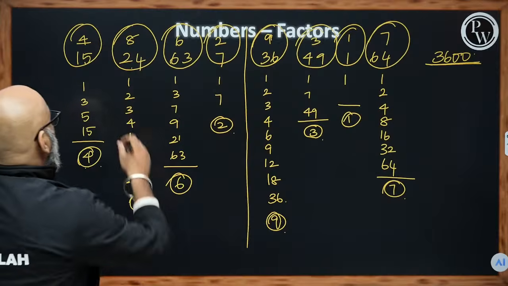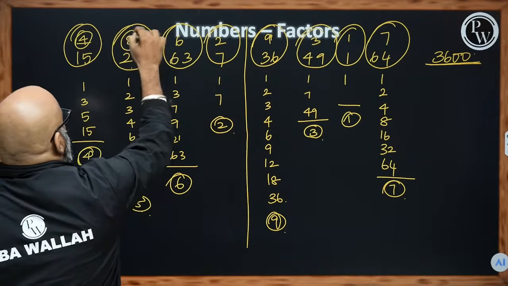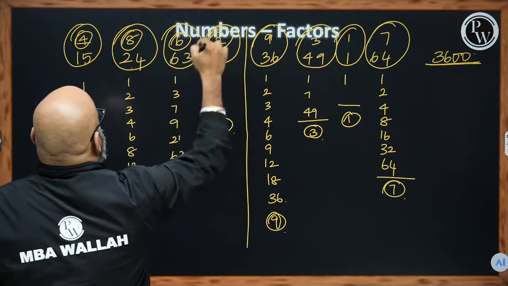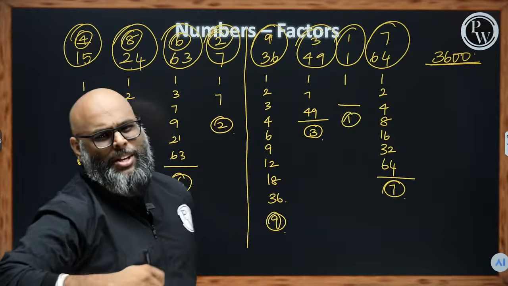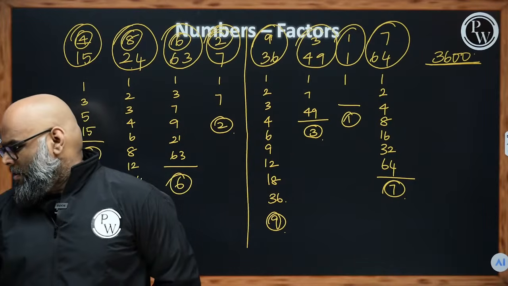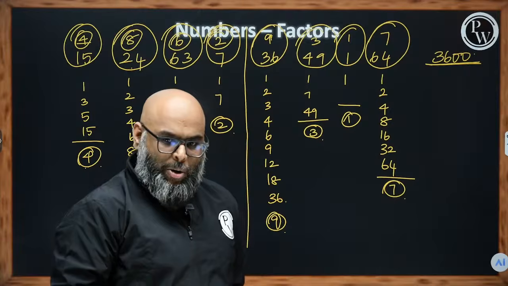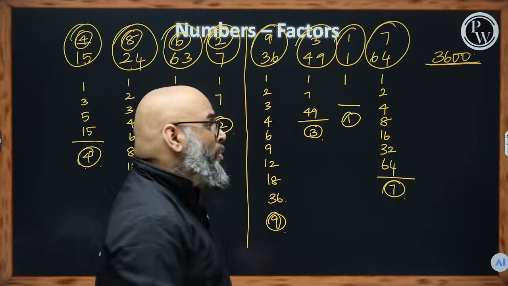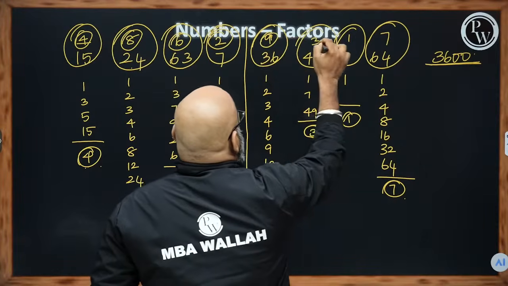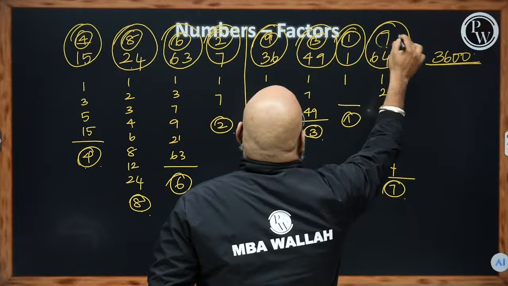Look at the number of factors here. 4, 8, 6, 2. Do you see a connection to that? 4, 6, 8, 2. Look at the second set of 4 numbers. 9, 3, 1, 7.